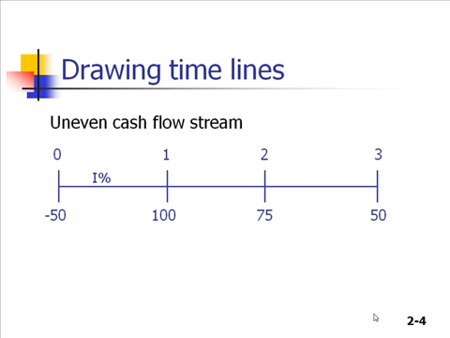Another possibility for an example of a timeline would be something like this, where you have an uneven cash flow stream. Let's say, for example, that your company was considering a project that would require an initial investment of $50,000, so that would be a cash outflow up front, but the project would pay you back $100,000 after 1 year, followed by $75,000 after 2 years, followed by $50,000 after 3 years. And this timeline would help you visualize those cash flows so that you could decide whether to go ahead with that project, and if so, how much it's worth to your firm.